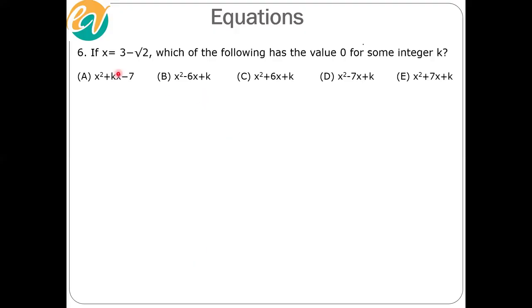Notice, since x is 3 minus root 2, and in all these options we have x square, x square is a value that we can find given the value of x. So what will be x square? 3 minus root 2 whole square, which would be 9 plus 2 minus 6 root 2. Correct? That would be the first step. Now, how do you go from there? Think about it. I'll give you a couple of minutes.